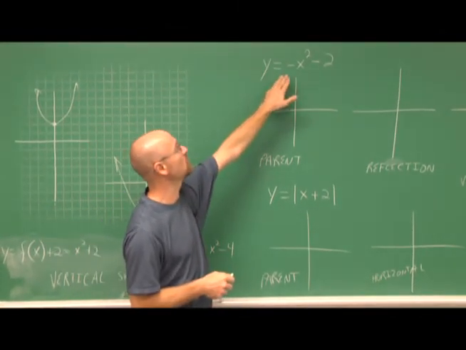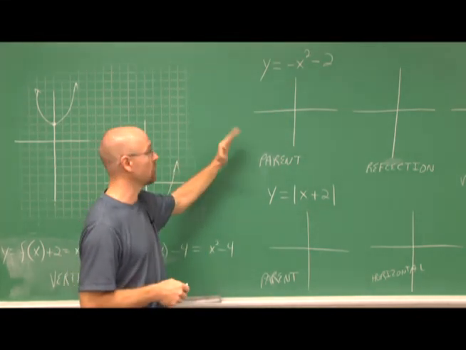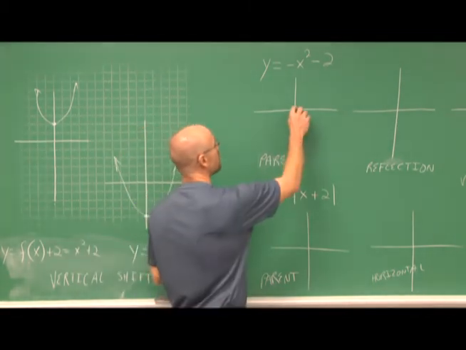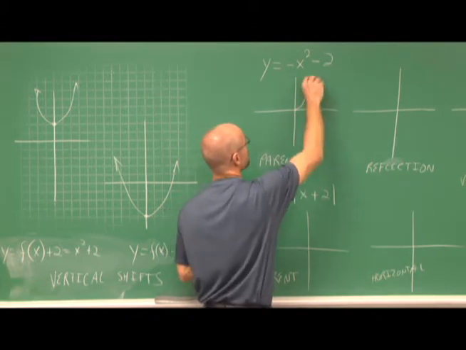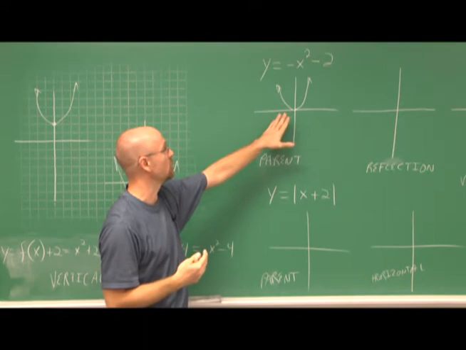Here I have y equals negative x squared minus 2. The first thing I'm going to graph, and I'm going to do this one piece at a time, is its parent function. Well, the parent function is a parabola, some x value squared. So there is my parabola at the origin.